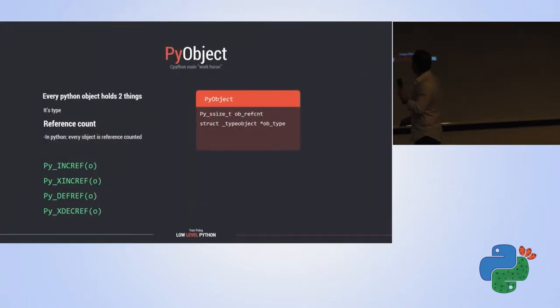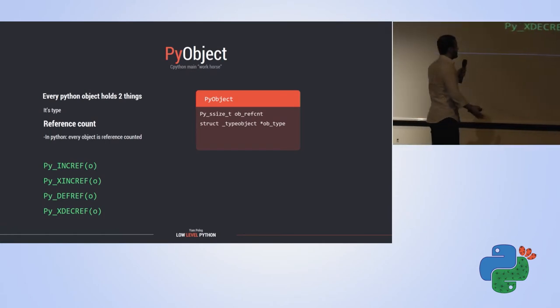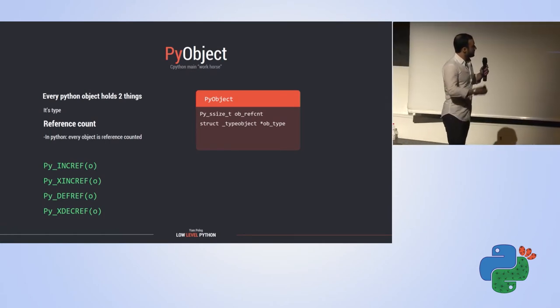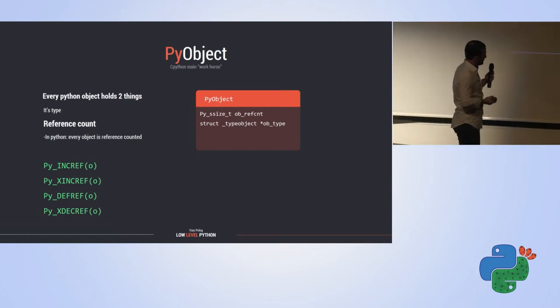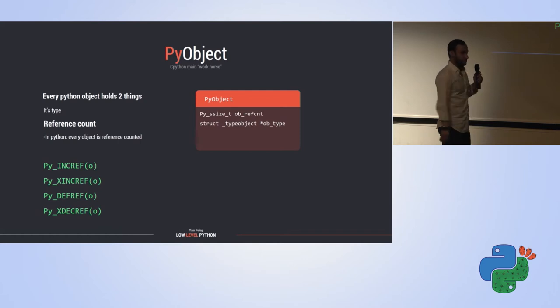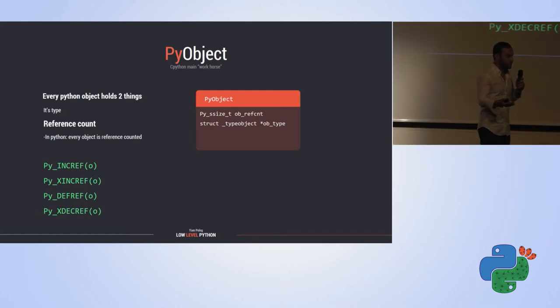All right. All the objects in Python are reference counted. Not a big secret, everyone knows that. There are four macros for increasing or decreasing the reference count of an object. X is for whether or not to check if your object is None or not.